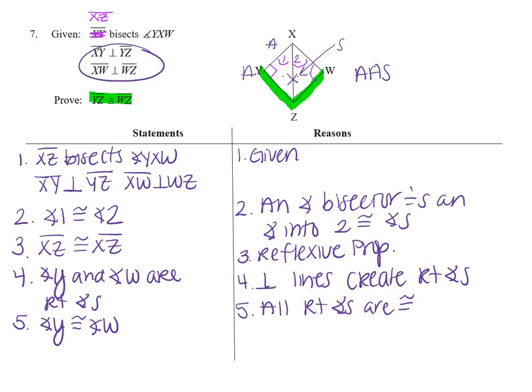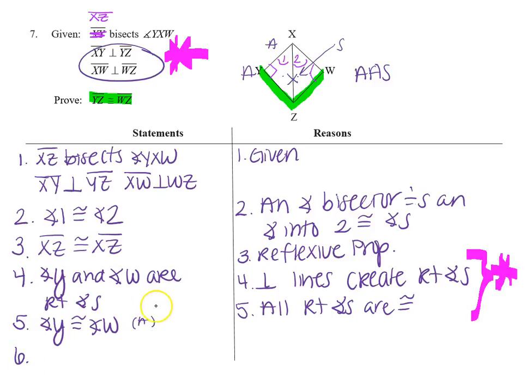So you got to make sure that you're doing this as two steps. You can't just jump in and say Y and W are congruent. You have to say first that they're right angles because of the perpendicularity, then talk about why all right angles are congruent.